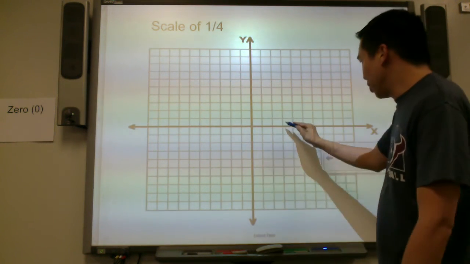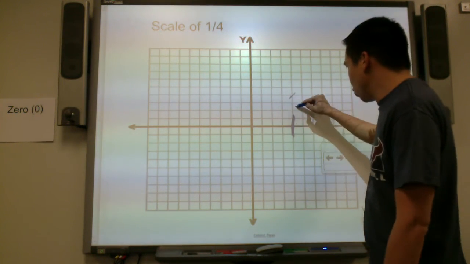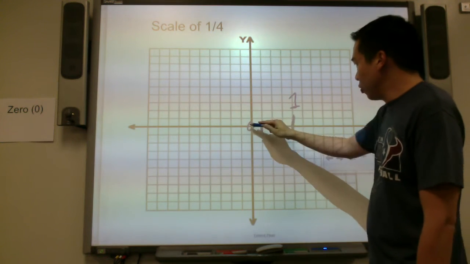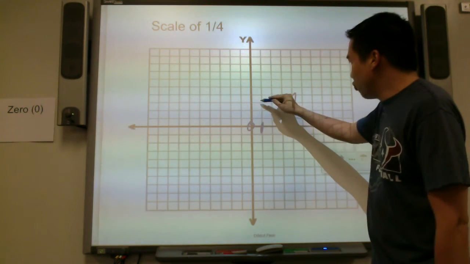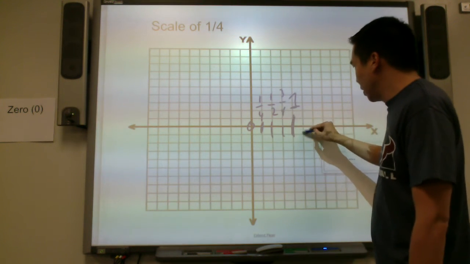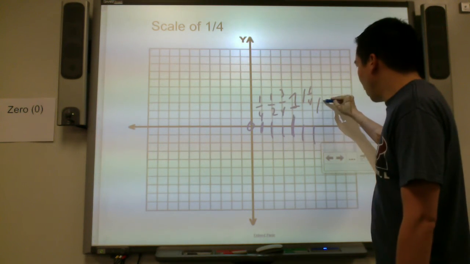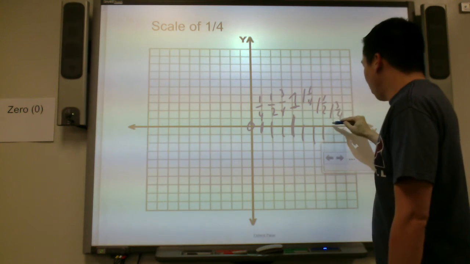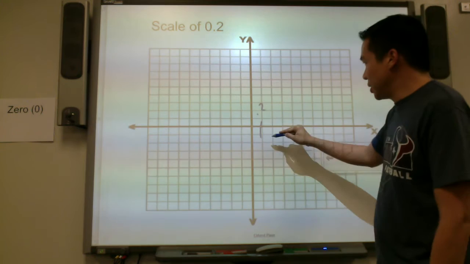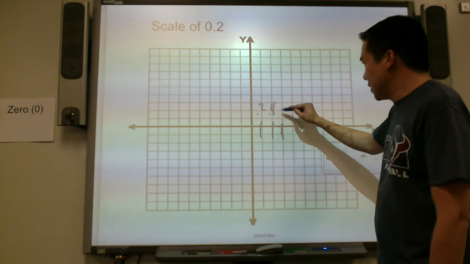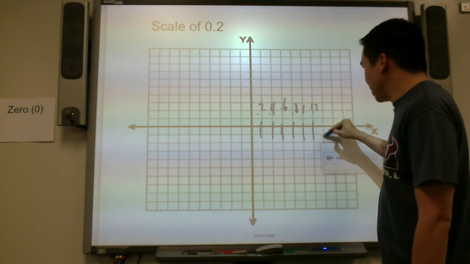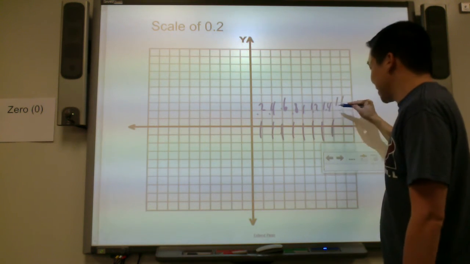Scale of a fourth. Imagine that this is 1 unit from 0 to 1. So that means if there's 1 unit, divide it into fourths. This would be 1/4, 1/2, 3/4. 1 and 1/4, 1 and 1/2, 1 and 3/4, 2 whole. And 2/10. This is 2/10, 4/10, 6/10, 8/10, 1 whole. 1 and 2/10, 1 and 4/10, 1 and 6/10.